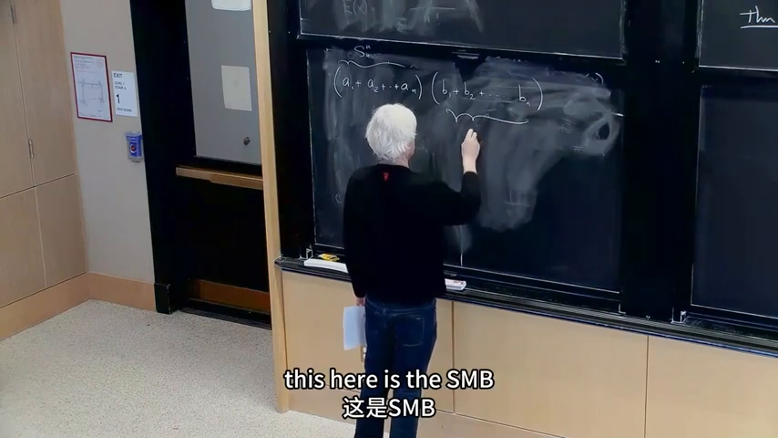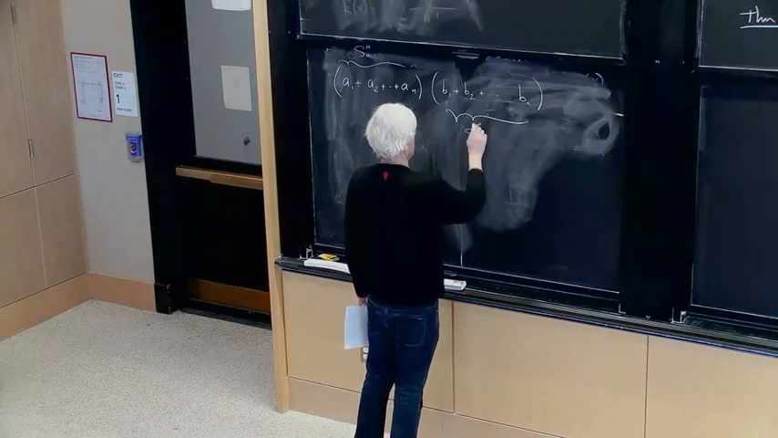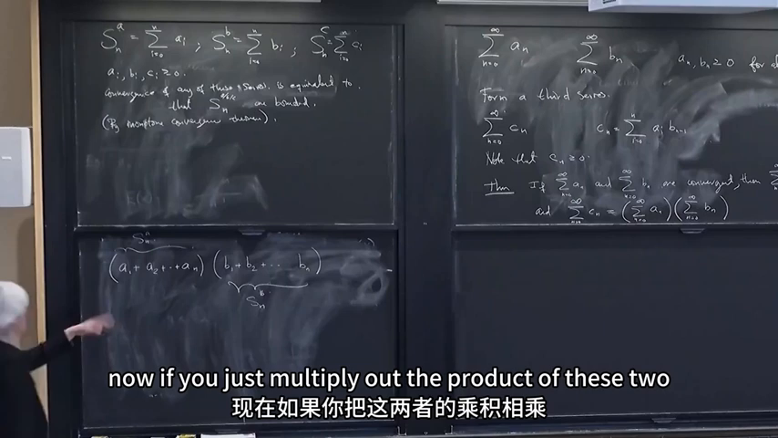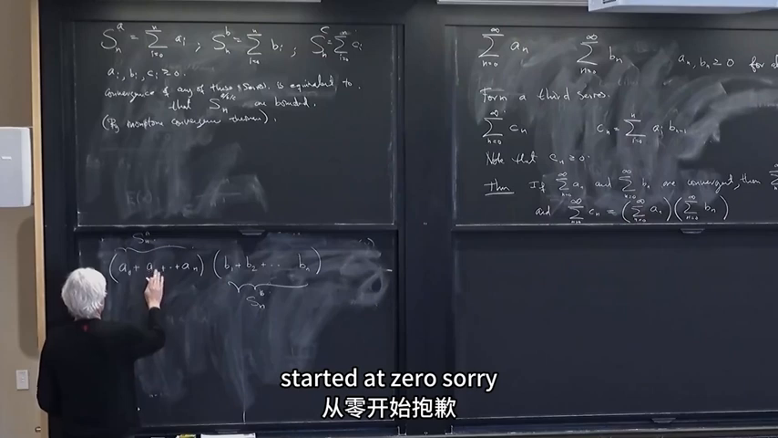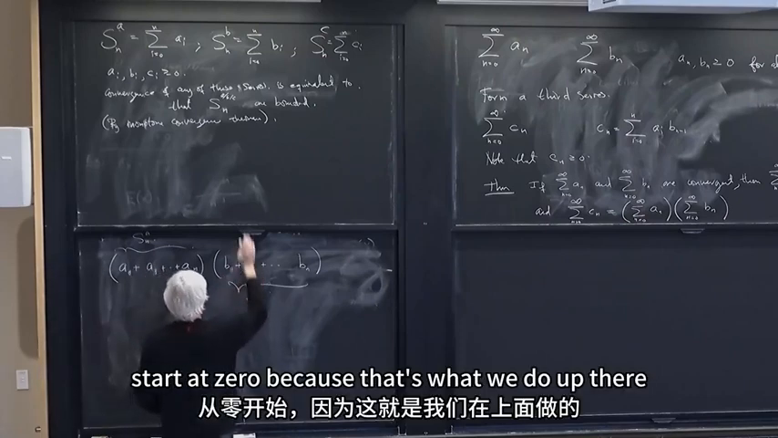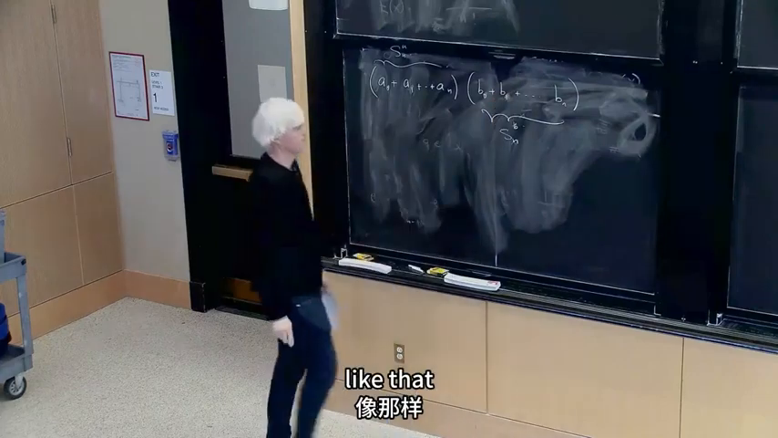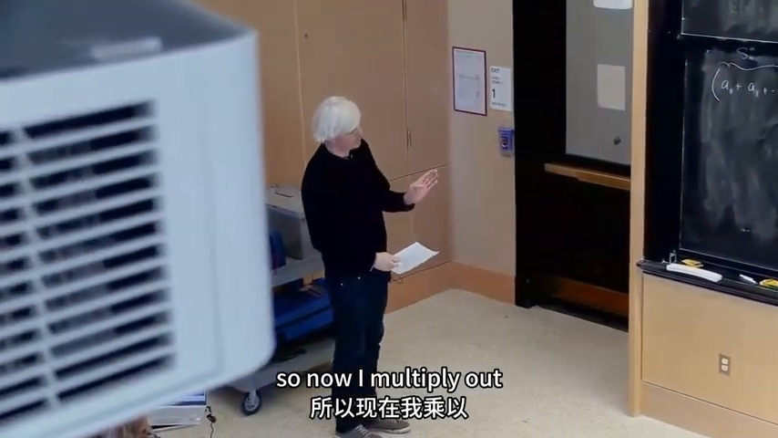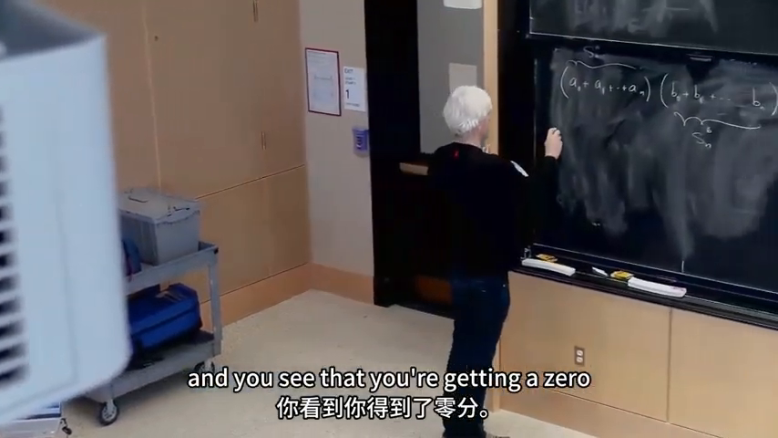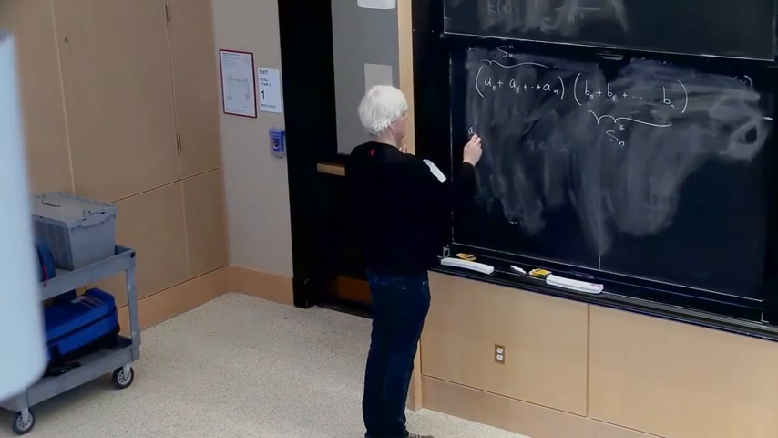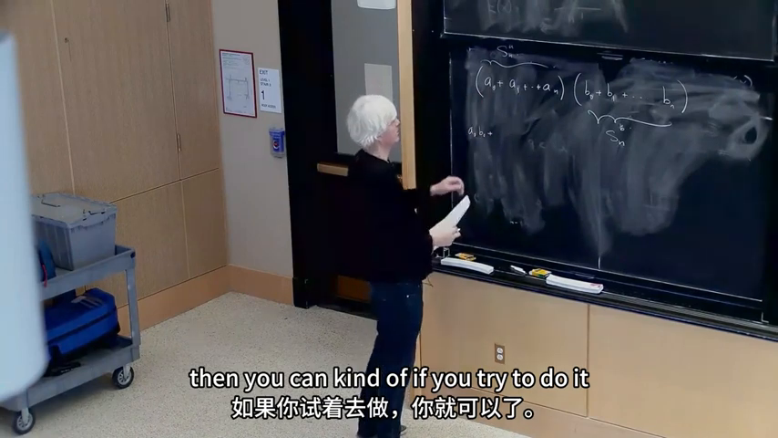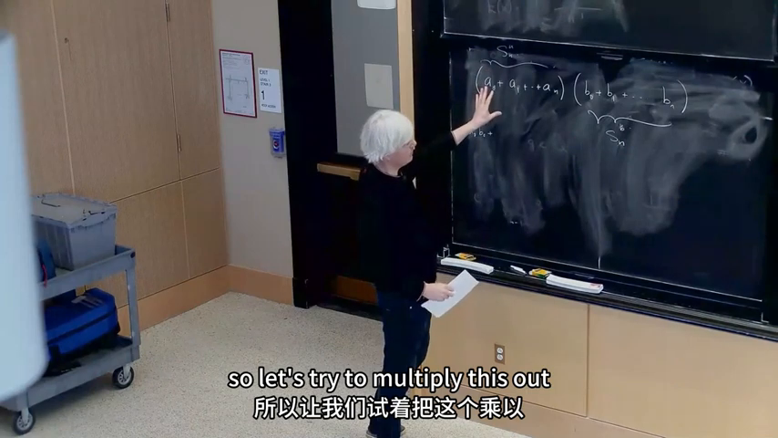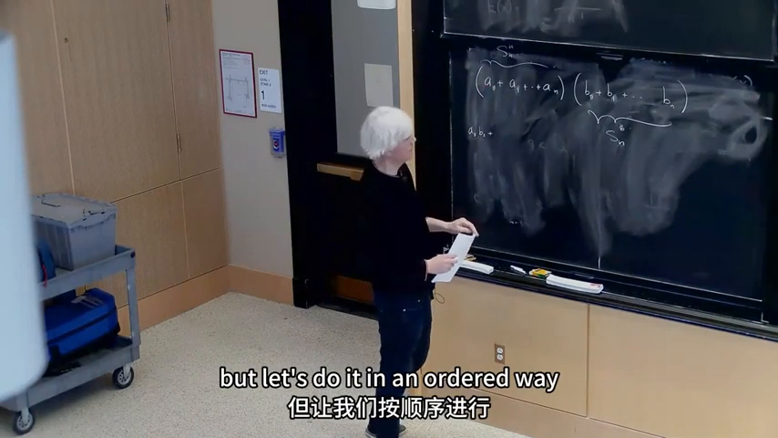This here is the SNB. Now, if you just multiply out the product of these two, then you would get, and I should have started at 0, sorry. Let's start at 0 because that's what we do up there. Okay, so now I multiply out, and you see that you're getting A0 B0, and then let's try to multiply this out, but let's do it in an ordered way, okay?